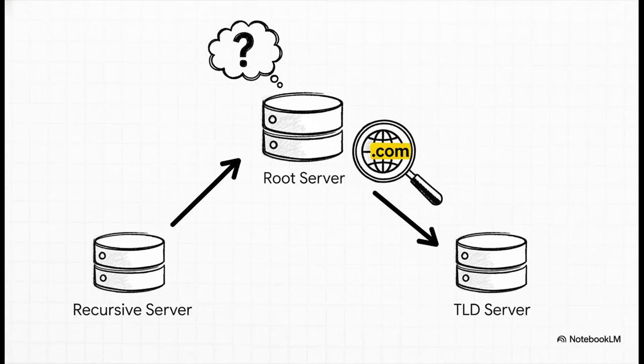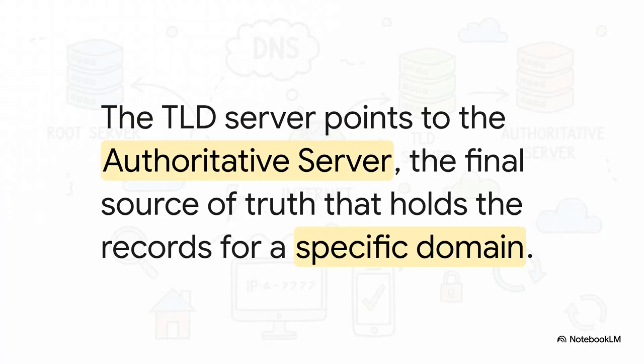So when our recursive server asks about networkchuck.com, the root server just looks at the .com part and says, whoa, not my department, but I know who you should talk to. Go ask the server that handles all the .com domains, and it points the query down to the next level of management, the TLD server. We are so close now. The query hits the .com TLD server.